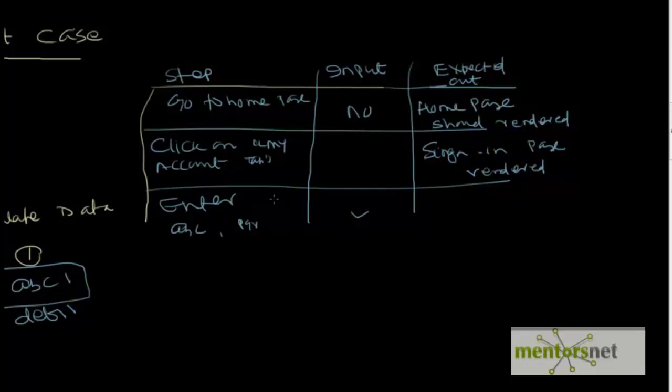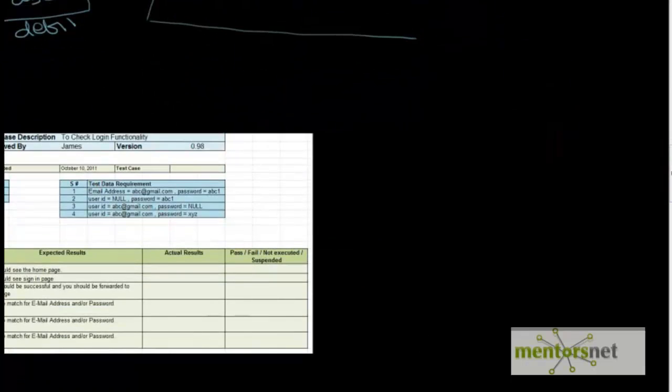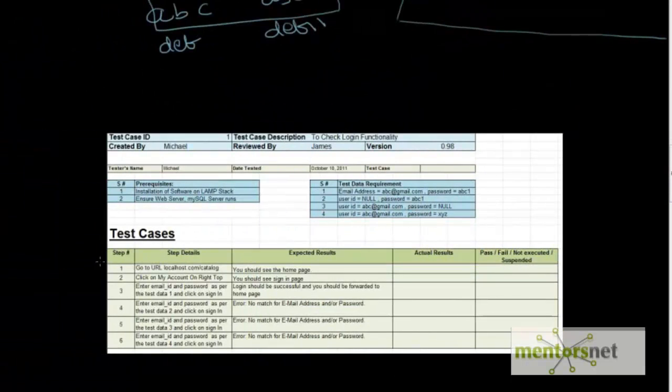Similarly, I can check any number of combinations of user ID and password. I can enter another one, and that is another test case. This is how I'm going to create this table. Actually, I have already created this table, and it is going to look something like this. These are the steps that I am showing you, and here are the different combinations of email ID and password. I have given 4 sets of user ID and password.